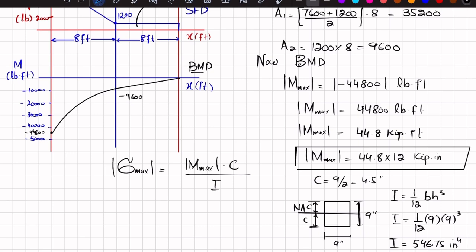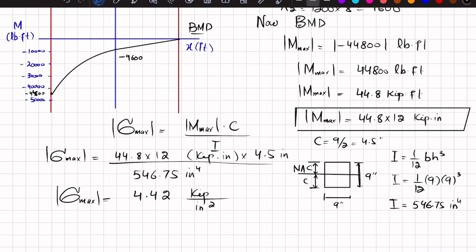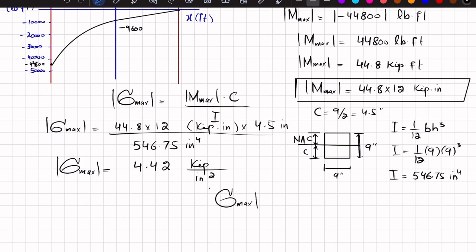Clear? Now you have all the values. You can just put them in this formula. Maximum absolute value of bending stress is equal to moment, which is 44.8 multiplied by 12, unit is kip-inch, divided by I, which is 546.75 inch to the power 4, and C is 4.5 inch. So we will get 4.42 kips, which is kilopounds, divided by inch squared, and that is the maximum absolute value of bending stress. When you calculate it, the maximum absolute value of bending stress is 4.42 kips per square inch, which will be equal to KSI, kilopound per square inch.